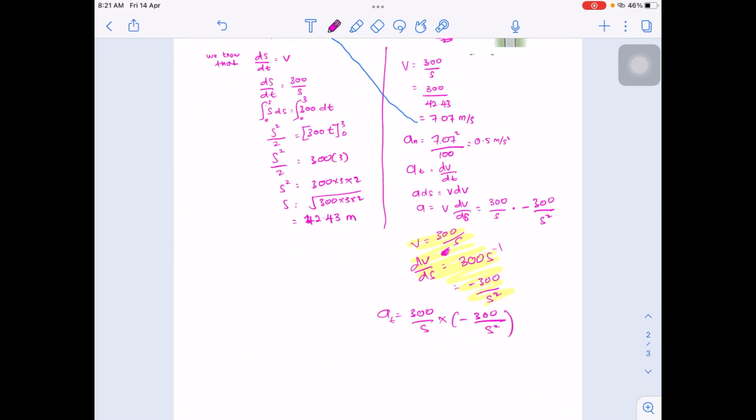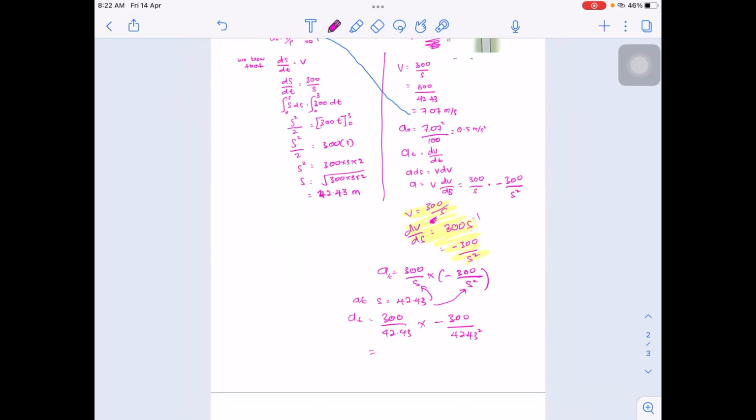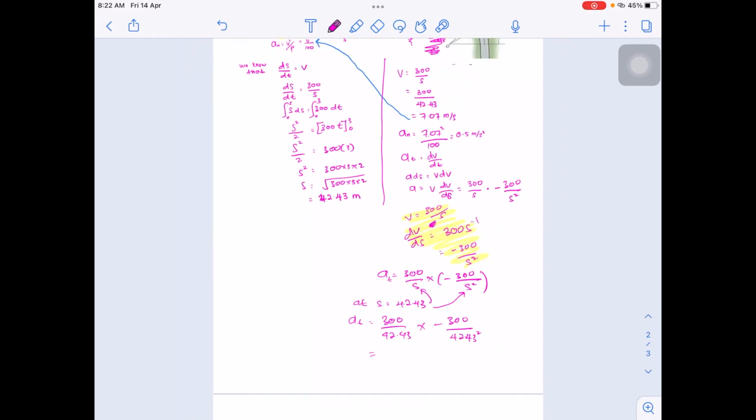So S is equal to 42.43. Masukkan dalam ni. So you akan dapat berapa? 300 over 42.43 darab dengan negatif 300 over 42.43 squared. Panjang sikit lah.